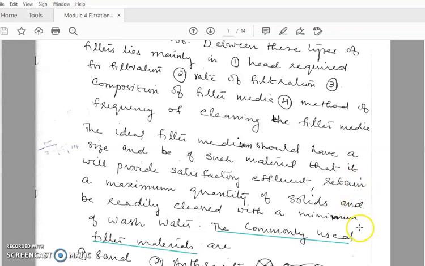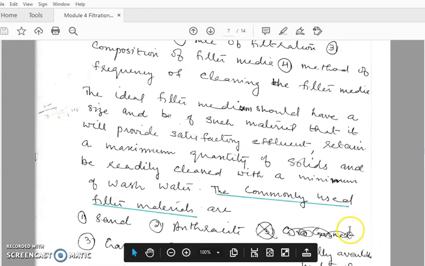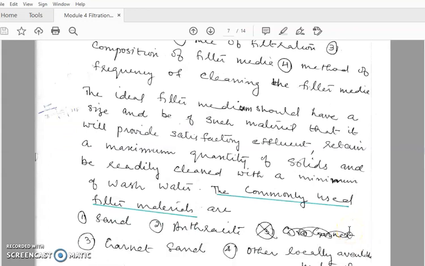Considering these, the medium should have a size and be of such material that it will provide satisfactory effluent. Again, it should retain a maximum quantity of solids within the media, within the container itself. And it should be cleaned with a minimum quantity of wash water. Satisfying all these prerequisites, the commonly used filter materials are, first one is sand. Sand is the first and foremost filter media used all over the world.